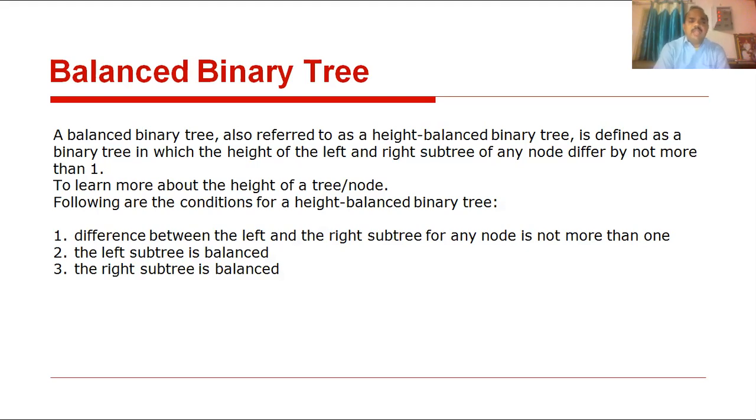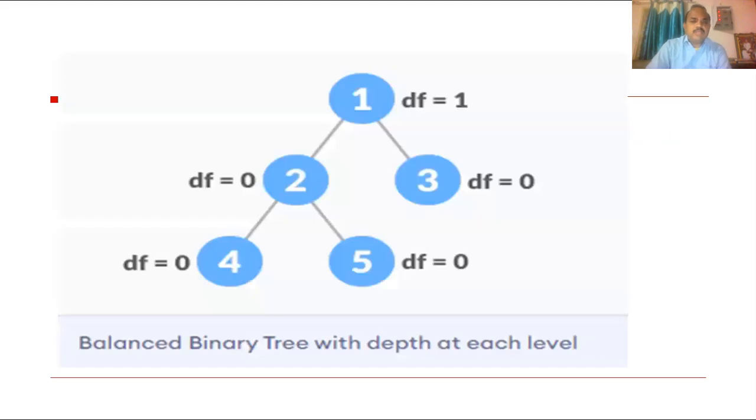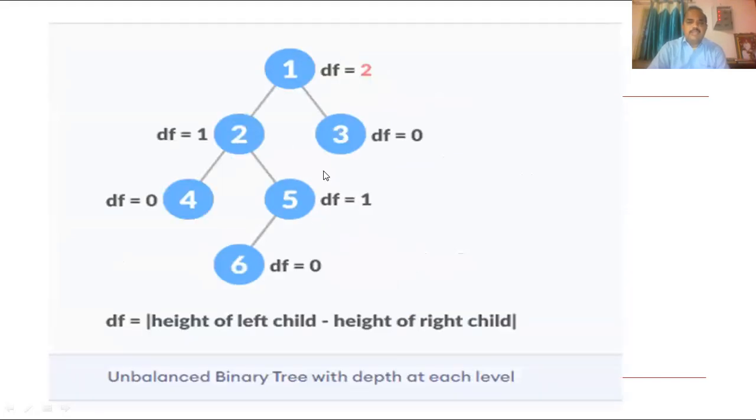The left subtree is balanced and the right subtree is also balanced. This is a difference of 1, a difference of 0, here a difference of 0, then a difference of 0 for 4, and a difference of 0 for 5. A balanced binary tree with depth at each level: here 1, 2, 3, 4, 5. Clear? This is the balanced binary tree.